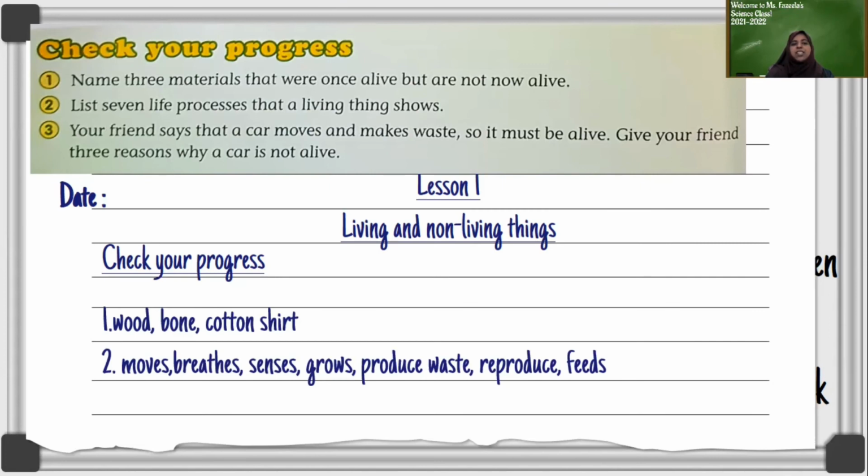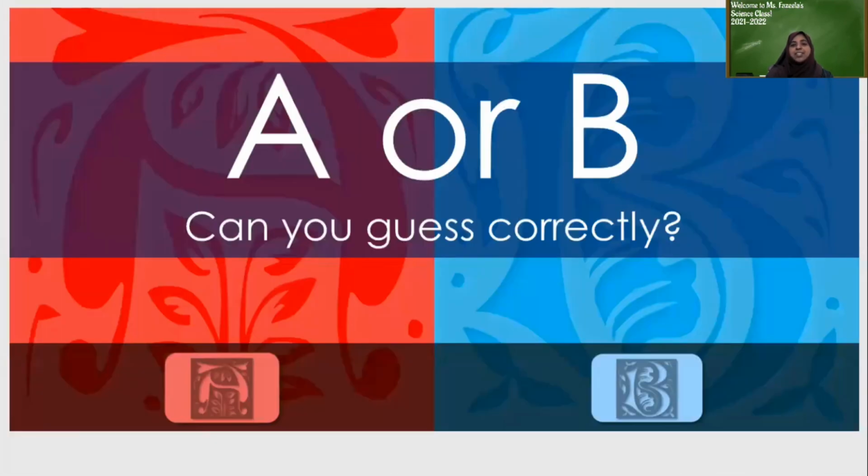Now, number 3, your friend says that a car moves and makes waste. So is it alive? It's not, right? But the friend says it's alive. So how can you give reasons that the car is not alive? Yes, it does not breathe. It cannot reproduce. It cannot grow. Okay. So I hope you have understood today's lesson.